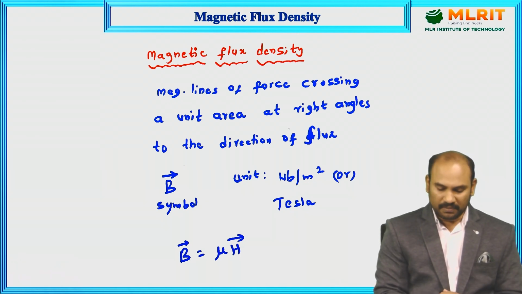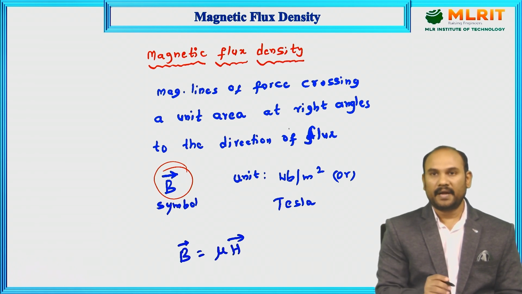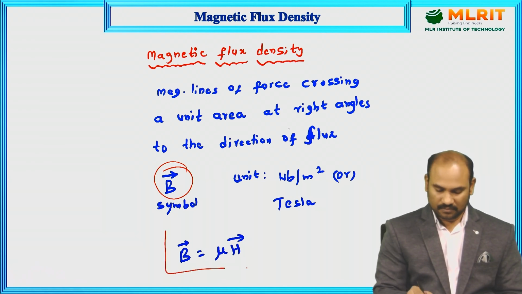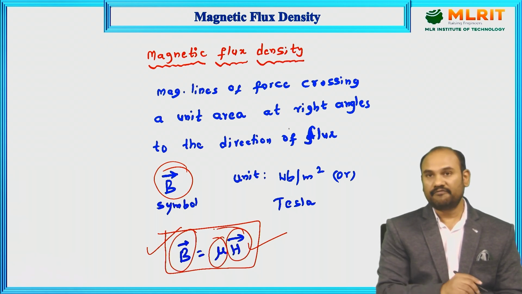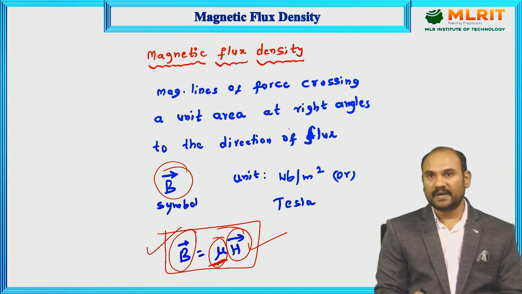Well, what is the symbol? B bar. Magnetic field is H bar, magnetic flux density is B bar. And what is the relationship between the previous parameter and this parameter? B bar equals mu H bar: magnetic flux density, magnetic permeability, magnetic field. That means by multiplying the permeability with the magnetic field, you get magnetic flux density. So that is the relationship between magnetic field and magnetic flux density.